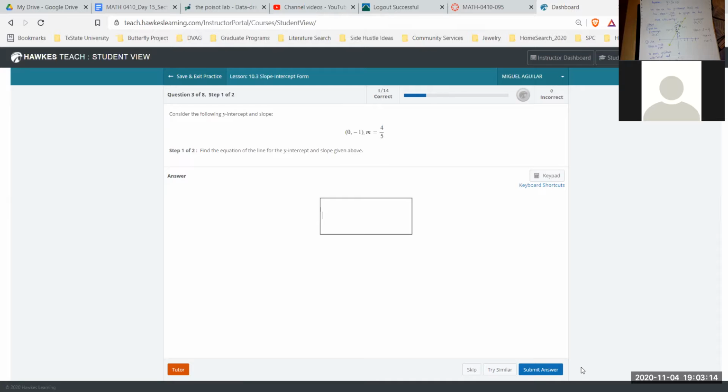Okay, so you have these other questions that say, find the equation of the line. Consider the following y-intercept and slope. Find the equation of the line for the y-intercept and slope given above. So this is sort of like going backwards.